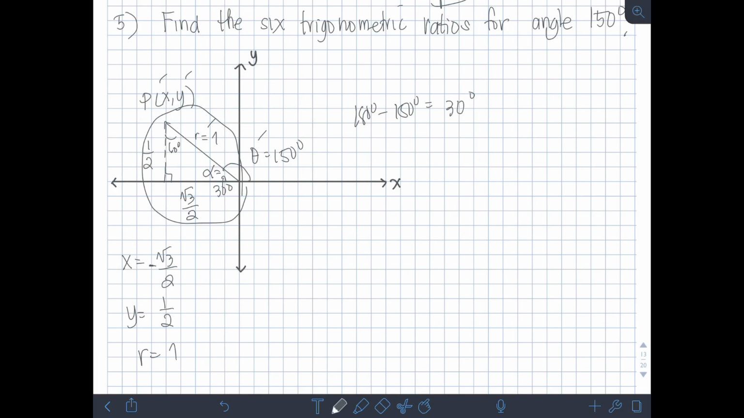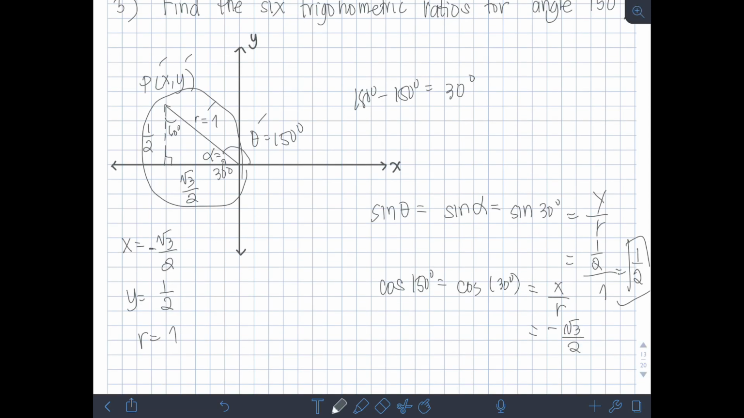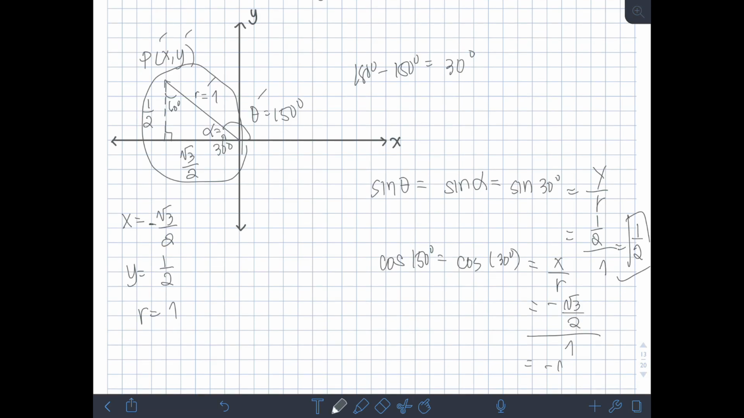So, pwede natin masolve si sin theta as equal siya sa sin nung reference angle natin, which is sine 30 degree, which is equal yun sa y over r, right? So, yung y natin is 1/2, yung r natin is 1. So, we have 1/2 positive, right? Cosine theta naman, which is, sa susulat ko na, cosine 150 degree is equal to cosine alpha, which is 30 degree, equal yun sa x over r, right? Yung x natin is negative square root of 3 over 2 over 1, or simply negative square root of 3 over 2.